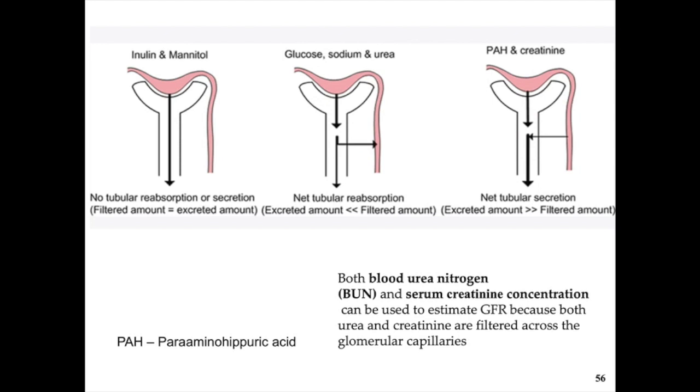And so clinically, we use the blood urea nitrogen, BUN, and the serum creatinine concentration to estimate the glomerular filtration rate. Why? Because these two substances are filtered across the glomerular capillaries. We'll discuss that in more detail.